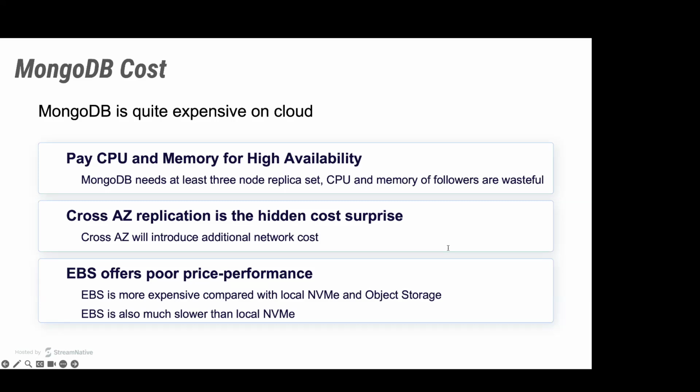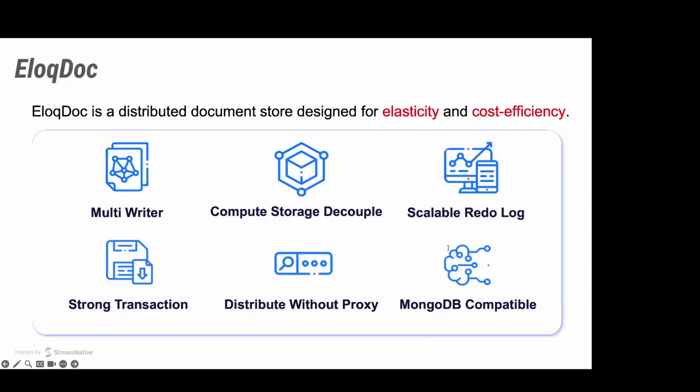Since Mongo is not designed to be cloud native, you need a cloud-native document store. So how to build it? The answer is EloqDoc, a document store that is Mongo compatible, but designed for cloud elasticity. It supports multi-writer. Its architecture decouples compute and storage. It has a scalable redo log, and strong, high-performance transactions. Also, EloqDoc is a native distributed database without a proxy.